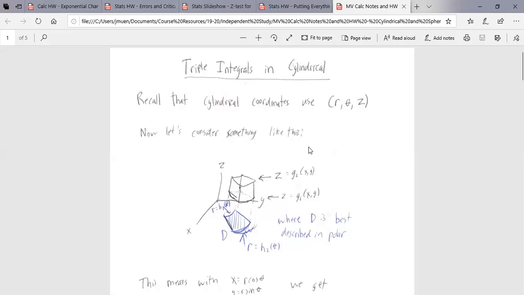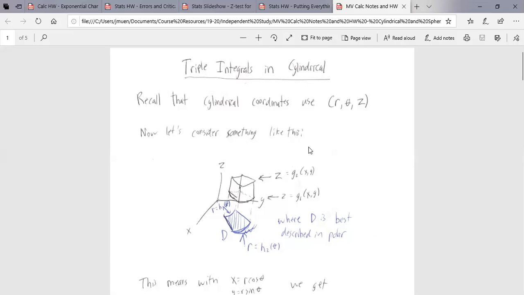Howdy, and welcome to our continuing look at triple integrals. This time we'll be looking at cylindrical and spherical coordinates. So without further ado, let's get right into it. This lecture is going to assume that you're already comfortable with iterated integrals in 3 dimensions.